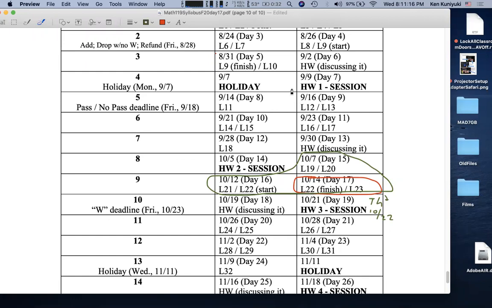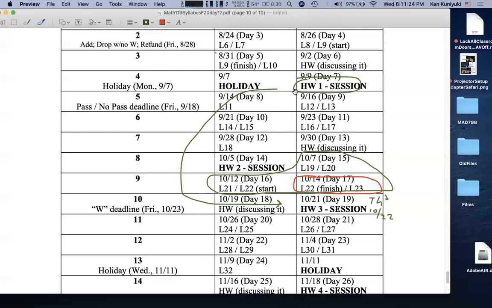And speaking of which, homework 1, I will definitely get graded by next week, okay? Because obviously, I would like to have something graded by the withdrawal deadline. So definitely homework 1 will be graded next week. I'll email you with results.